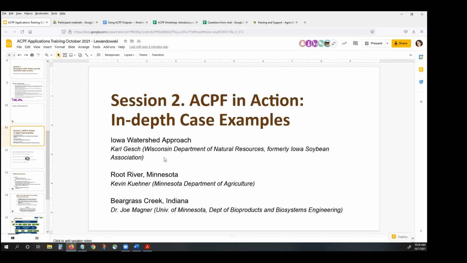So next week, on Tuesday, you'll be hearing some in-depth case examples. Carl Gesch is going to talk about the Iowa watershed approach. Kevin Keener will talk about the Root River, and Joe Magner will talk about Beargrass Creek in Indiana. Each of these has used ACPF rather differently, either more with individual farmers or more with group meetings, or more early in the planning stages versus bringing it in late in the planning stages. So I think we should have some good discussion.